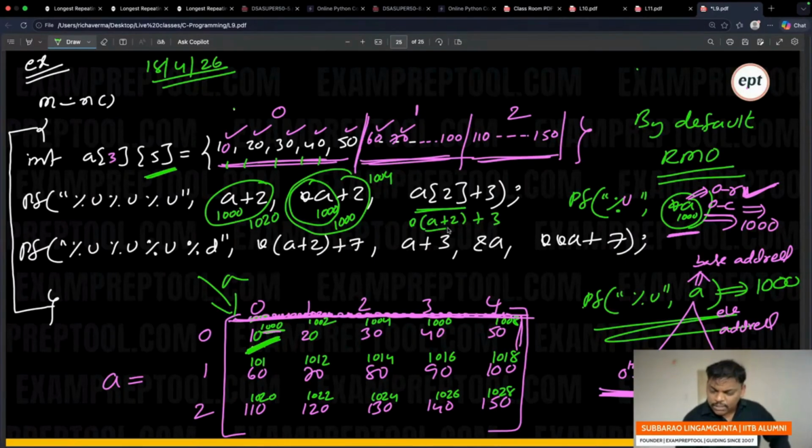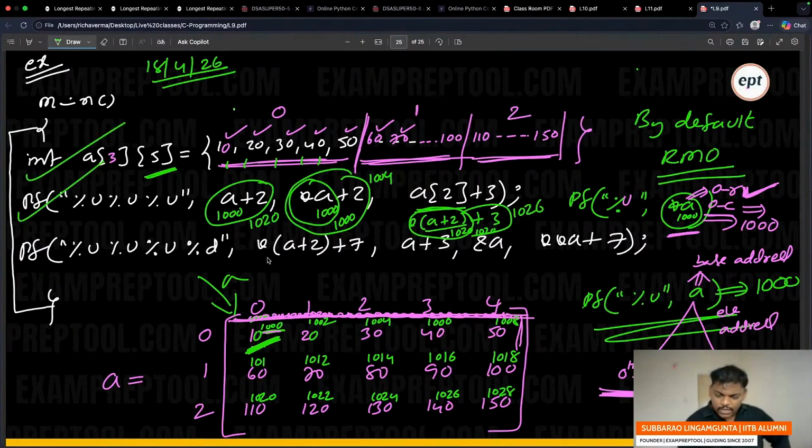So A plus 2 we already did. A plus 2 is 1020. Star also same, 1020. The only thing is row level over. Then plus 3, 3 elements, 6 bytes, 1026. Now let's go to the second printf.